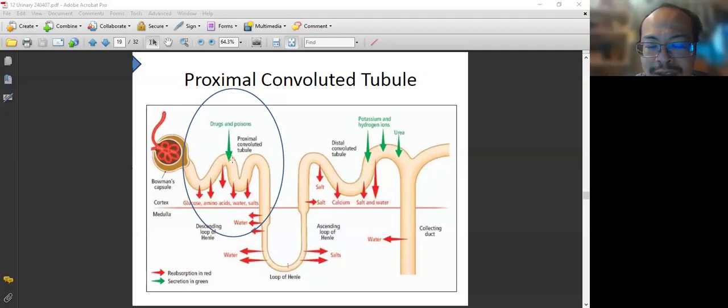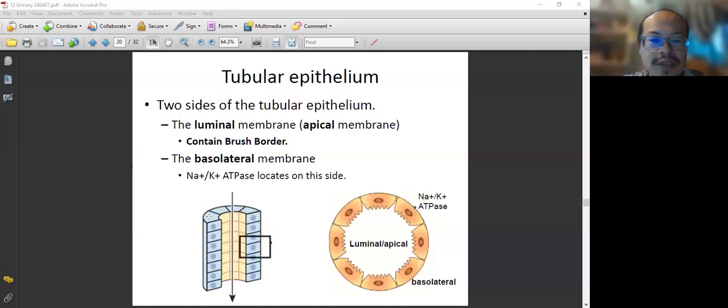We also secrete something into the urine. The main thing that gets secreted is hydrogen, acidic, H plus basically, because our body tends to produce an acidic environment, tends to increase the acidic level. So some H plus will get secreted into the urine, so we pee them out. In the lab, we're going to examine the urinary pH level, and you should know that our urine tends to be a little bit acidic.